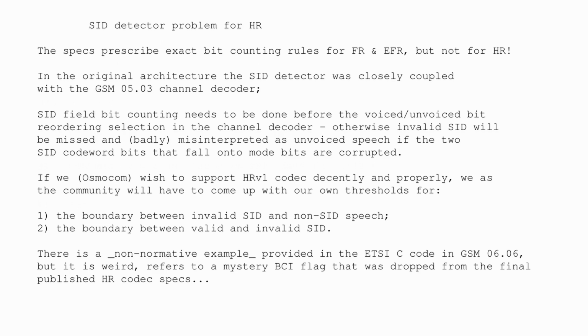So in our original architecture, the idea was that the bit counting rules, with thresholds of how many bits you need to be in error in order for a frame to be considered valid versus invalid versus speech, would be done inside the 503 channel decoder. So in our case, it would be in Osmo BTS TRX, in libosmo-coding, not codec, where we would have to do this bit counting before we do the reordering.